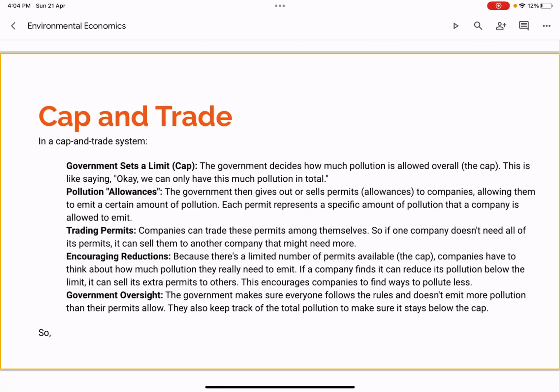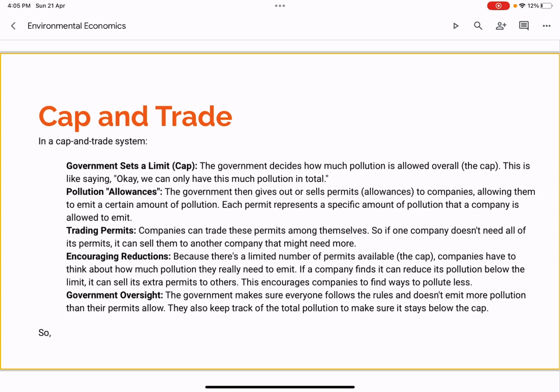Cap and trade system. Cap and trade system is a market based approach for reducing pollution. It could be air pollution, water pollution, it could be the control of the greenhouse gases which are emitted so that the climate change issue is tackled. Now, what is this cap and trade kind of system, and how is it different from a taxation system? Let us understand this a bit.